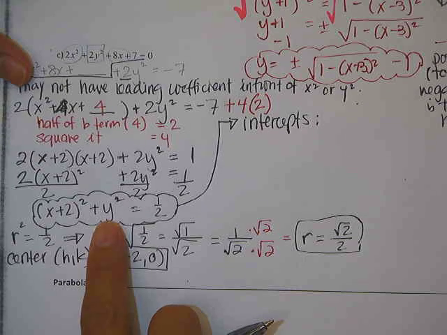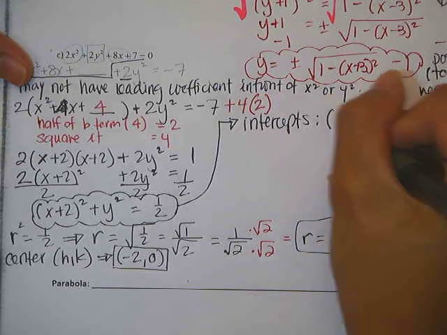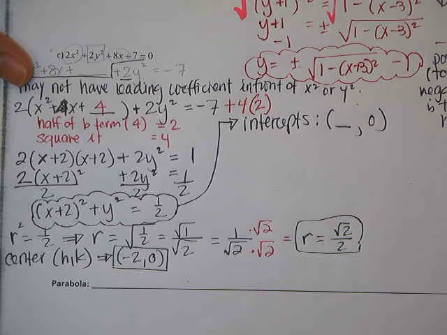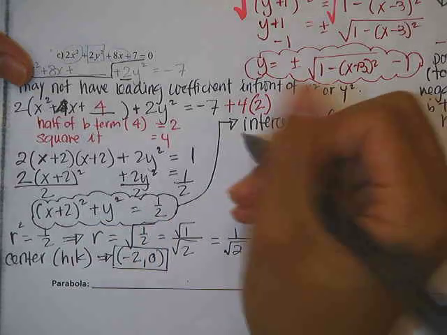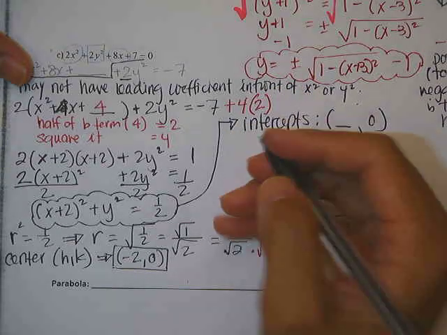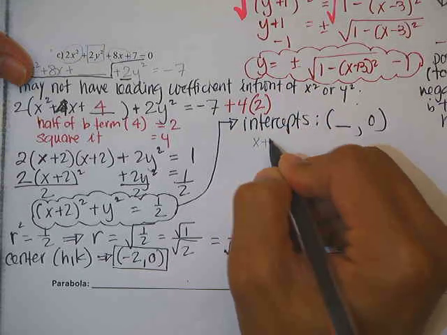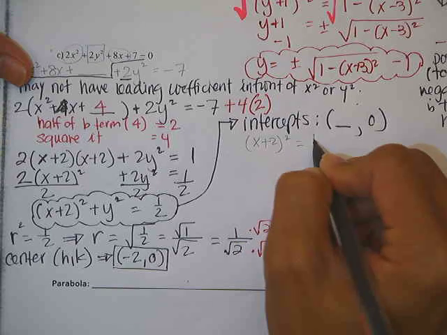X-intercept, meaning y has to be 0. So something blank, and then this is 0. Okay. X-intercept, y has to be 0. So when y is 0, all I have left, let's use this pencil, it's x plus 2 squared equals 1/2.